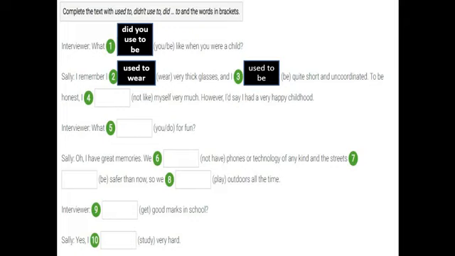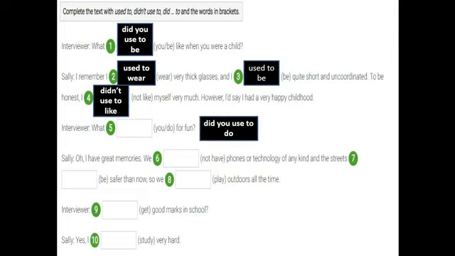To be honest, I, between brackets, not like, negative form. I didn't used to like myself very much. However, I'd say I had a very happy childhood. Interviewer: what, between brackets, you do. This is an interrogative. So, what did you use to do for fun?